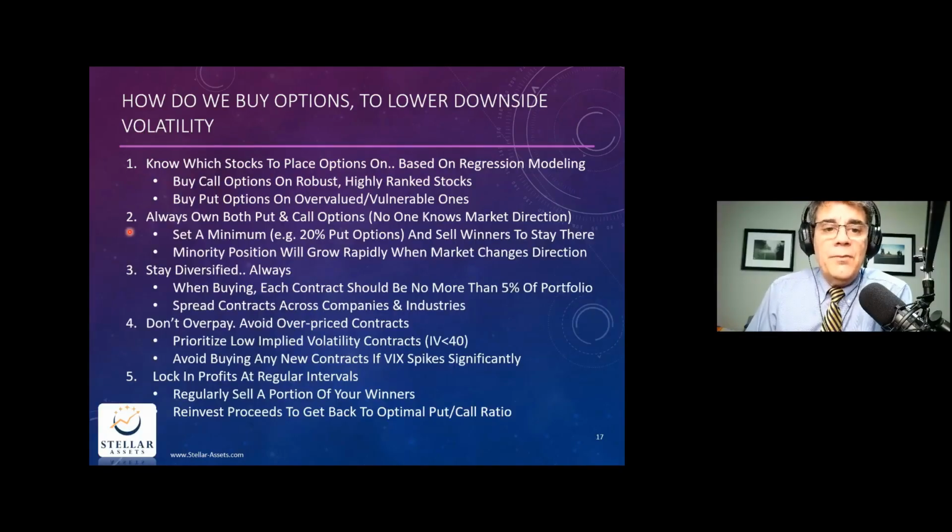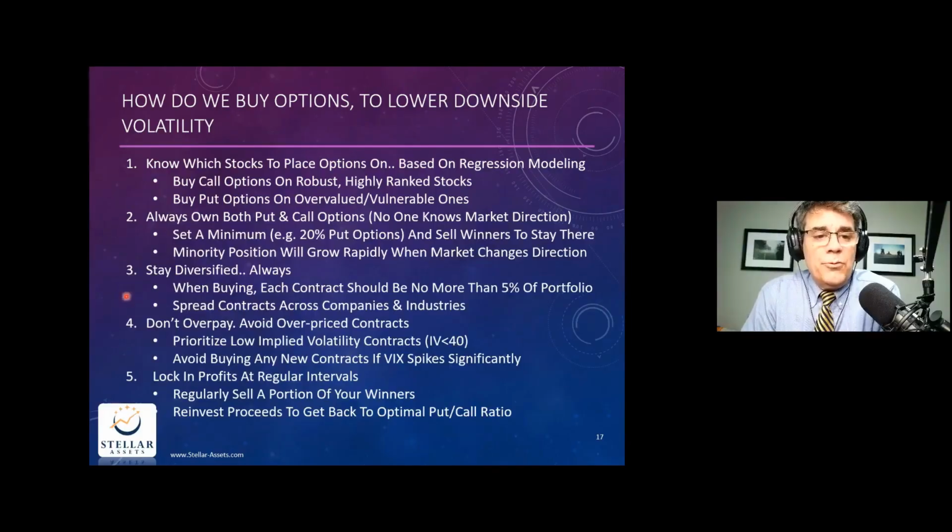If it ever gets above 80%, leaving me with less than 20% in put options, I will force myself to sell and buy additional put options to make sure that I have that insurance policy in place, because the market will turn at some point. And when it does, you want that 20% to be there. And you'd be surprised at how fast that 20% can grow when the market turns in its favor. So I always maintain both.